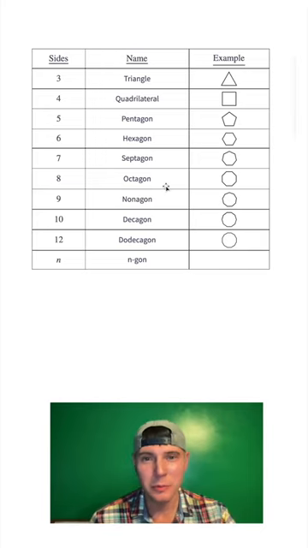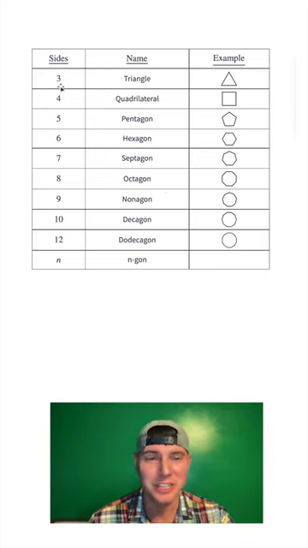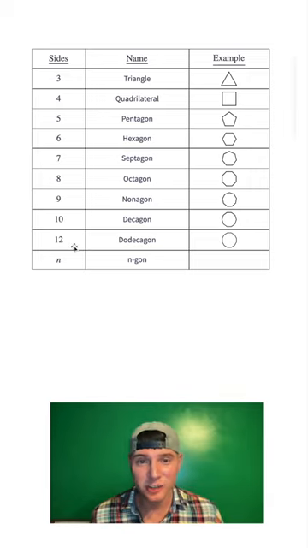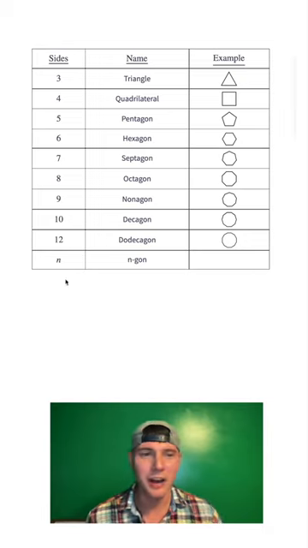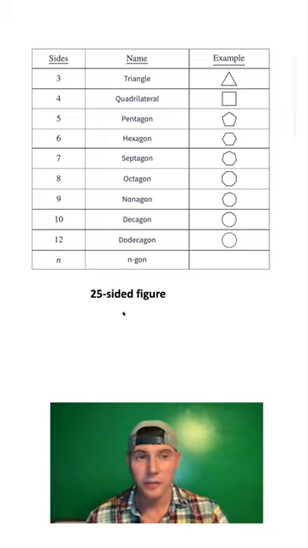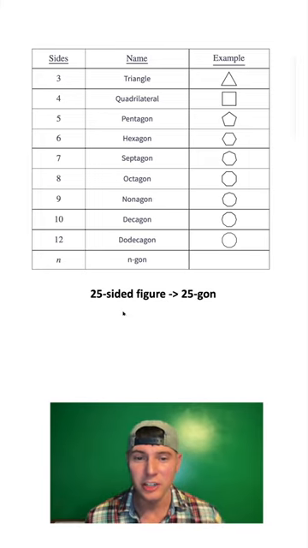We learned about polygons when we were younger and the special names. So a three-sided figure is a triangle, eight-sided is an octagon. My favorite as a kid is a 12-sided, a dodecagon. I thought that was such a cool word. Then if we go bigger than 12, I was taught that it's just whatever the number of sides is, you just say that and go. So if you had a 25-sided figure, you would just call it a 25-gon.